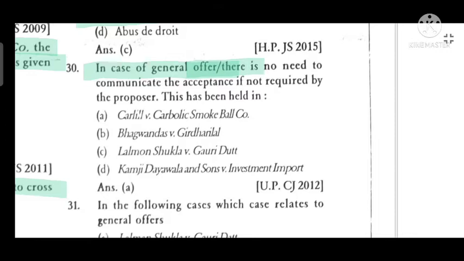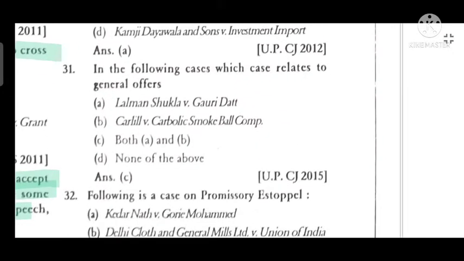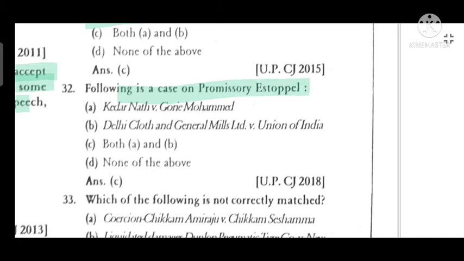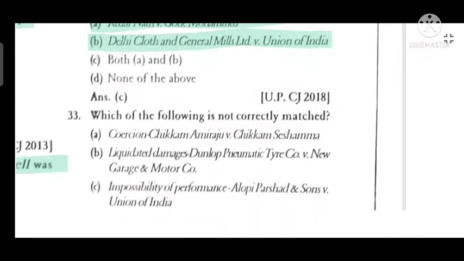In the case of general offer, there is no need to communicate the acceptance if it is so required by the proposer. This has been held in the case of Carlill versus Carbolic Smoke Ball Company. In the following cases, which case is related to general offer? Lalman Shukla versus Gauri Dutt, Carlill versus Carbolic Smoke Ball Company. Which following case is a promissory estoppel? Kedarnath versus Gauri Mohammed, Delhi Cloth and General Mills Limited versus Union of India.